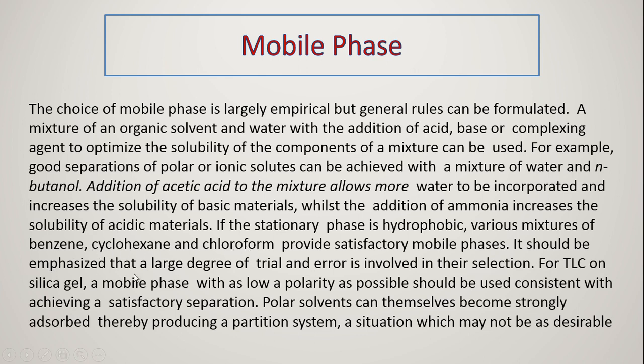It should be emphasized that a large degree of trial and error should be involved. If our sample is completely unknown, then we have to apply this trial and error method. But once this method is set for a particular series of samples, then we can run the experiments fast without using this trial and error.